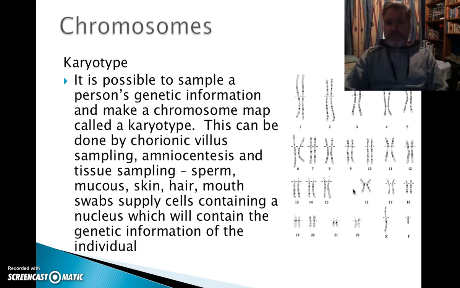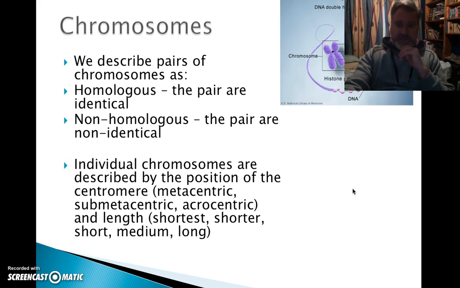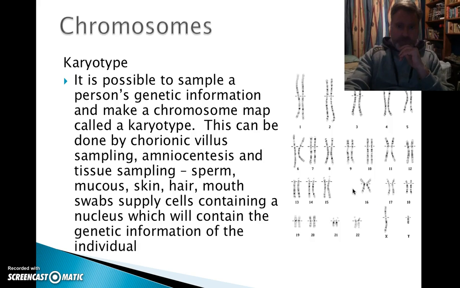And we can get that sample from amniocentesis by using all sorts of different techniques to sample tissue. Sperm, mucus, skin, hair, blood, get some white blood cells out of your blood tissue. All sorts of different ways. And then, of course, we pair them together. I think that's the next slide, isn't it? No, we'll go back a minute.